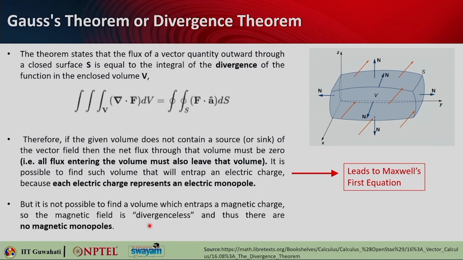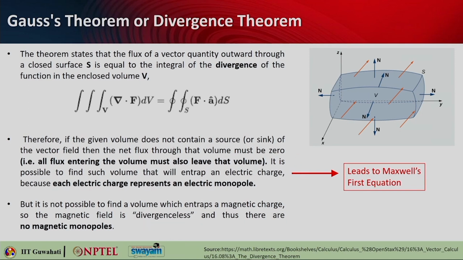Fine. Now it is not possible to find a volume that entraps a magnetic charge. That is why the magnetic field is divergenceless. So if you take F as a magnetic field, you will see that the divergence of the magnetic field is basically 0, because you are not able to find any one particular pole separated out. So there is no magnetic monopole, and that is why the divergence of magnetic field lines is always 0.